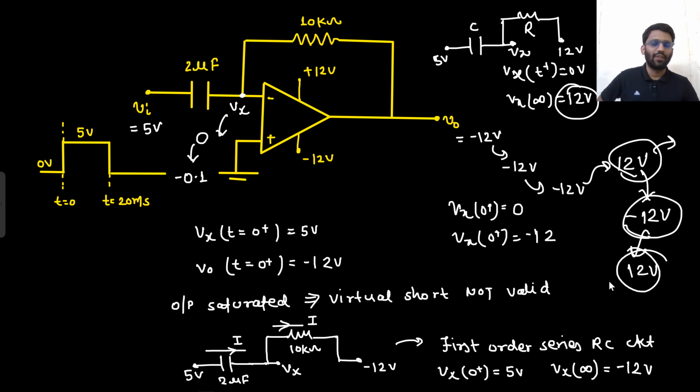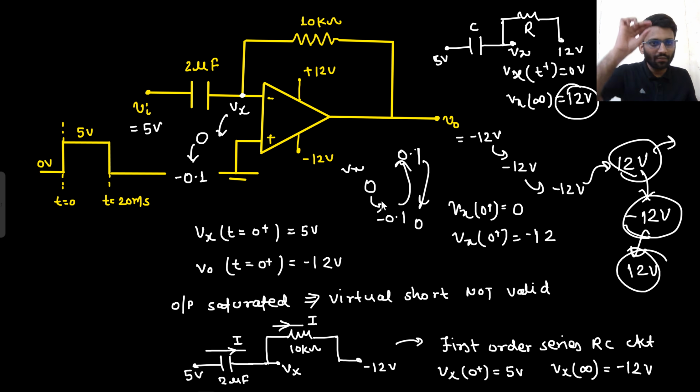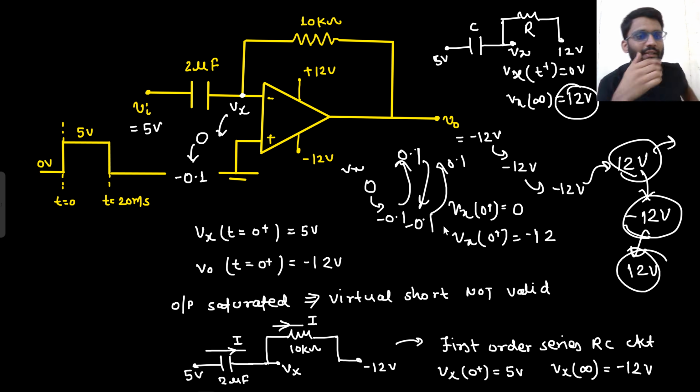So what is happening with the Vx node? Sometimes when it tries to go to minus 0.1, the output says go to 0.1. Then it is going to 0.1. Then the output is saying come again, go to 0. This is happening with Vx. Vx was at 0. It tried to go to minus 0.1. It was pulled up to 0.1. Then again it was pulled down to minus 0.1. Then again it will be pulled up to 0.1. Again it will be pulled down. So the Vx node will remain at 0 only.